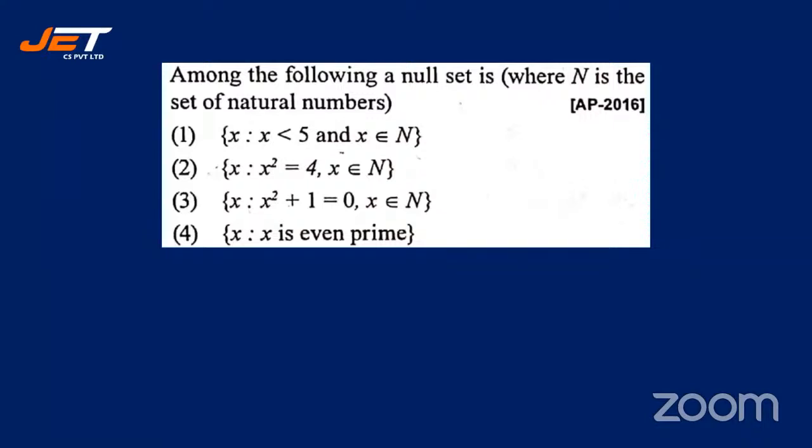What is it? Is it X such that X is less than 5 and X is an element of N? Or is it X such that X squared is equal to 4 where X is an element of N? Or is it X such that X squared plus 1 is equal to 0 and X is an element of N? Or X such that X is an even prime?